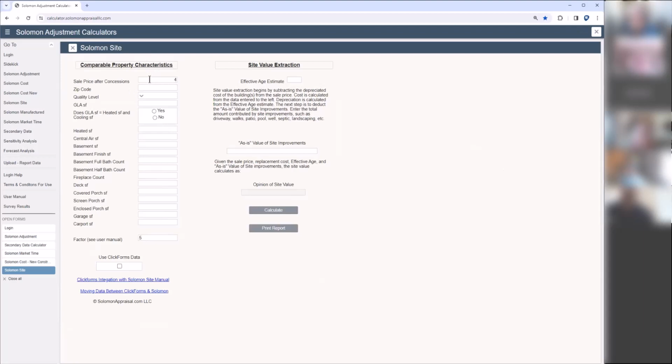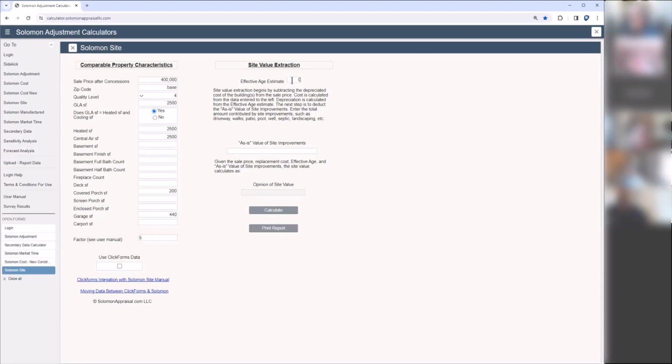So let's say I've got a $400,000 sale, and this would be for an existing home, right, in a neighborhood where there's no site sales. You're trying to figure out what the site is because you want to use the cost approach accurately. For the zip code, I'm going to use base, right, because that's what I used to get this factor of 5%. And let's say the quality is 4, and the GLA is 2,500, and it has central air, and it's got a 200 square foot covered porch and a 440 square foot garage.